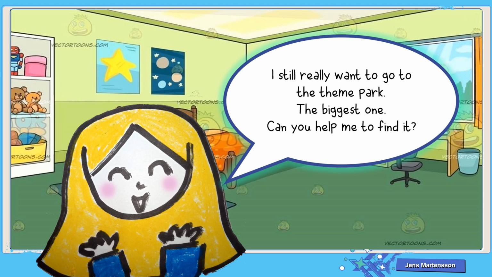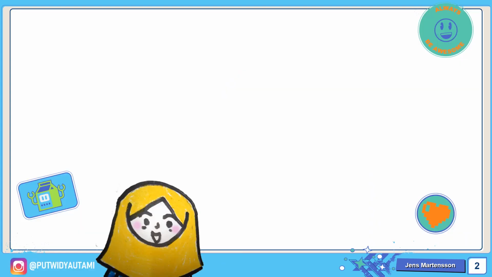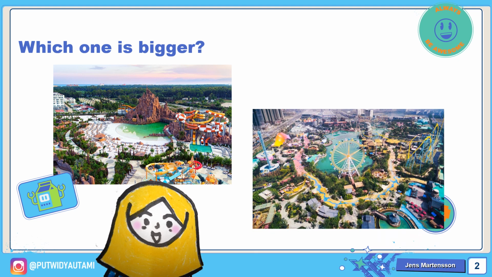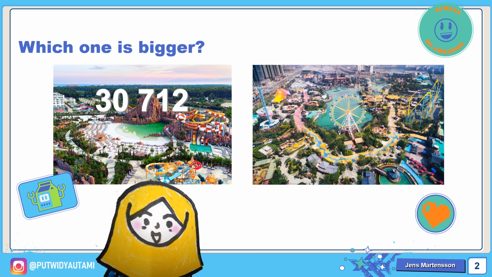I still really want to go to the theme park, the biggest one. Can you help me to find it? Which one is bigger? This one or this one? 30,712 people can go to the first place. And then 64,528 people can go to the second place. So, which one is bigger? Yeah, this one of course. But why?